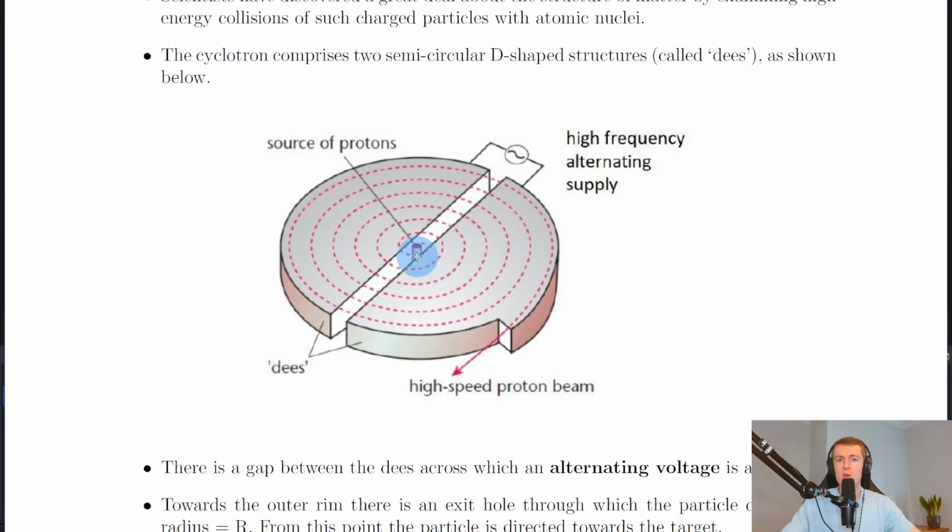And that's so that the positively charged protons are attracted towards the negatively charged D. However, since the protons are going to gain energy across the gap due to the electric field, they're going to accelerate as well. And to get the protons to move from the right hand side D to the left hand side D, we need to change the polarity of the Ds. In other words, we need to change the sign of charge on the Ds.